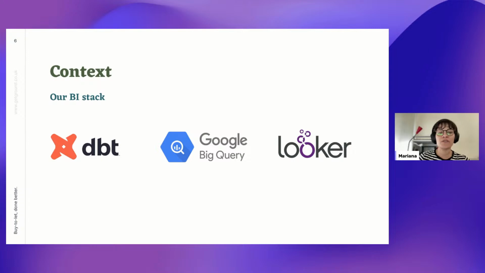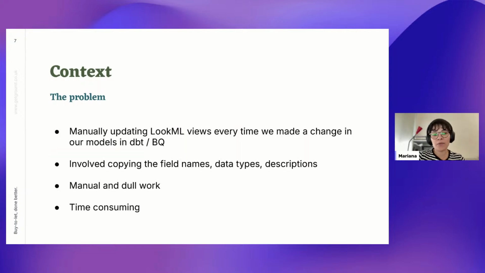Okay, just for some context, this is our data stack. We use dbt for data modeling, BigQuery as our data warehouse, and Looker for reporting. The problem that we were facing was that every time we had to change our tables, we had to manually write the corresponding Looker views with lots of back and forth during development. We had to manually update the field names, data types, descriptions, etc., which was very dull work and very time consuming.